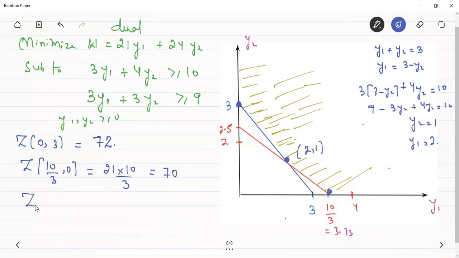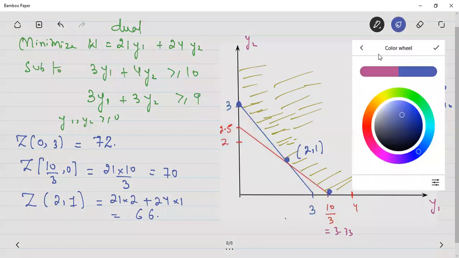So let's find out the value at (2, 1). This will be equal to 21 into 2 plus 24 into 1. That will be 42 plus 24, which is 66. Now see, the problem is of minimization, and the minimum value is 66.